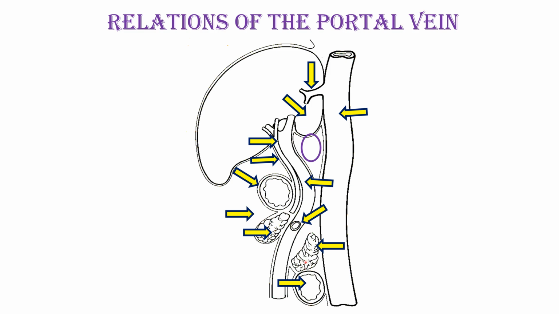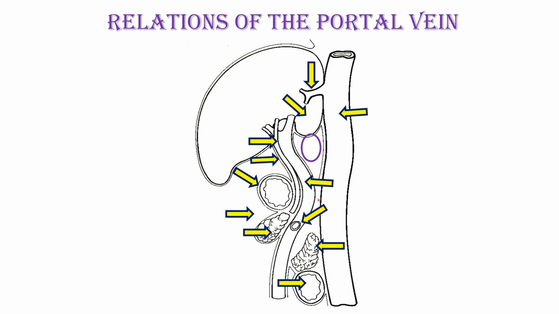Here it's separated from the inferior vena cava by the uncinate process. But behind the duodenum, it is directly related anterior to the inferior vena cava. So that is the relation of the portal vein to the inferior vena cava. First, the superior mesenteric is separated by the uncinate. Then the main trunk will be separated from the inferior vena cava by the uncinate process.